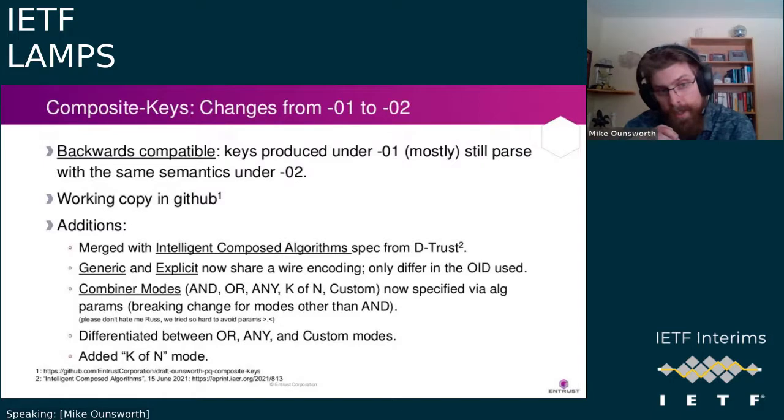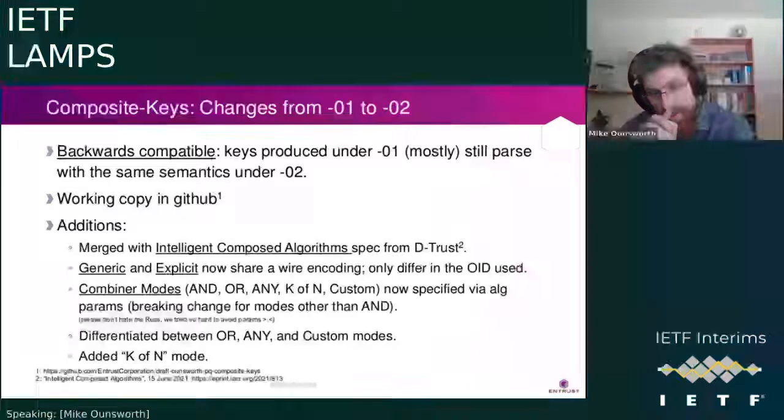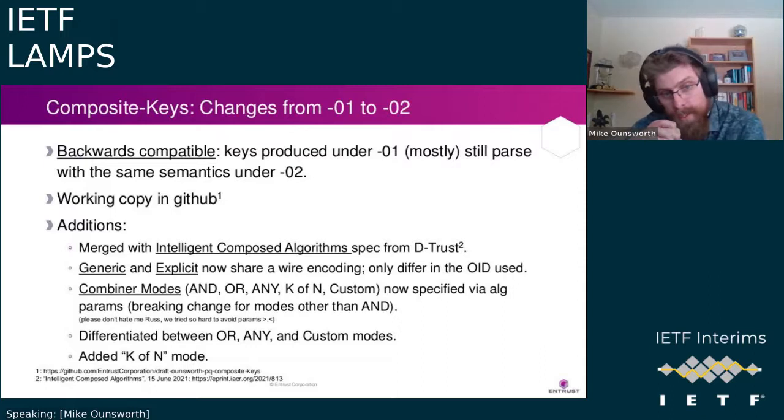We've merged generic and explicit, so they now share a wire encoding, and I've got a slide later on showing what that wire encoding looks like. We have tightened up the combiner modes. So AND, OR, we've added ANY, we've added K of N, and we've added custom.